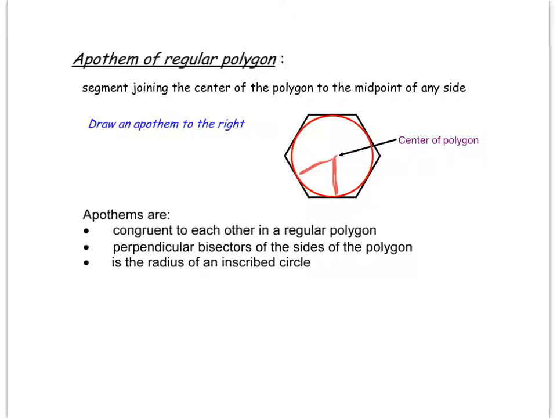Okay, just like the radii, they have a bunch of things in common. All apothems are congruent to each other in a regular polygon. The apothem is the perpendicular bisector of the sides of the polygon. So this thing right here is perpendicular to the side, and it cuts the side in half. So this side is equal to this side. That's a right angle right here. Okay? And the apothem is the radius of the inscribed circle. So we can see now that the apothem is the radius of the circle that's drawn inside my hexagon.